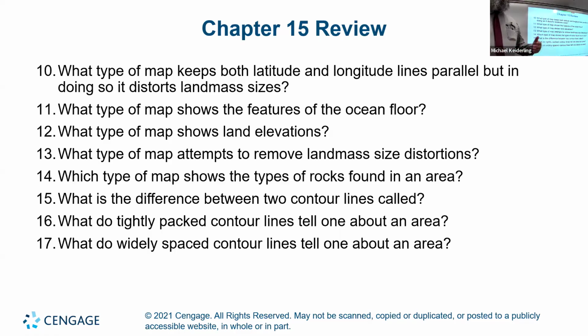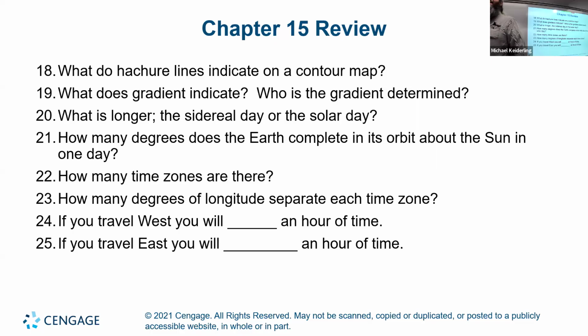The difference between two contour lines is called the contour index. Tightly packed contour lines tell you that the slope in that area is steep. Widely spaced contour lines tell you that the slope in that area is gradual. Hachure lines on a contour map indicate which way is down. They point downslope. Gradient indicates the steepness of the slope. It's determined by dividing the change in altitude over the distance.